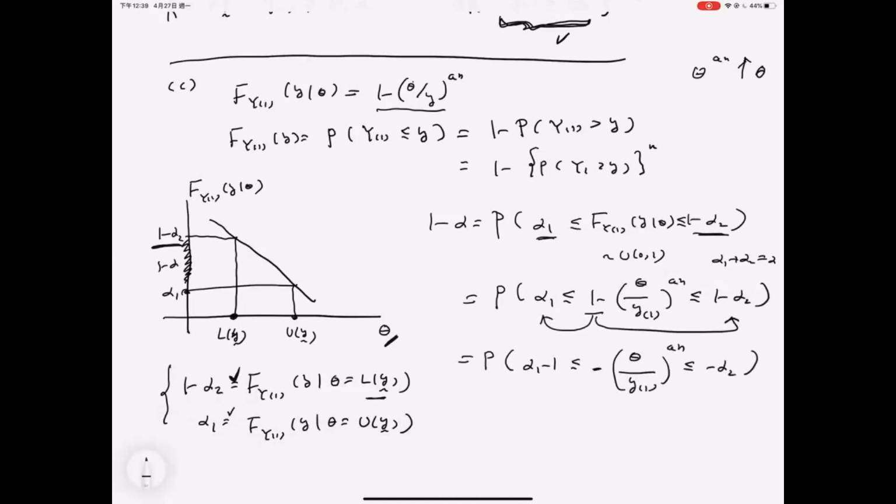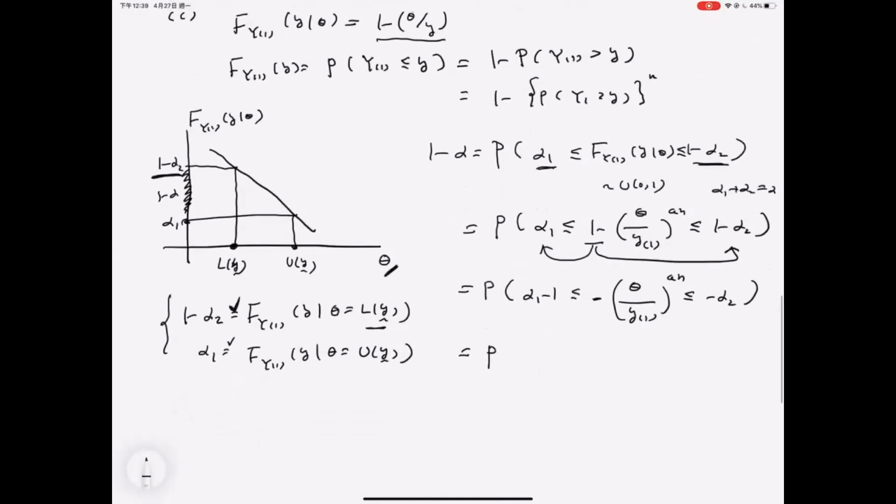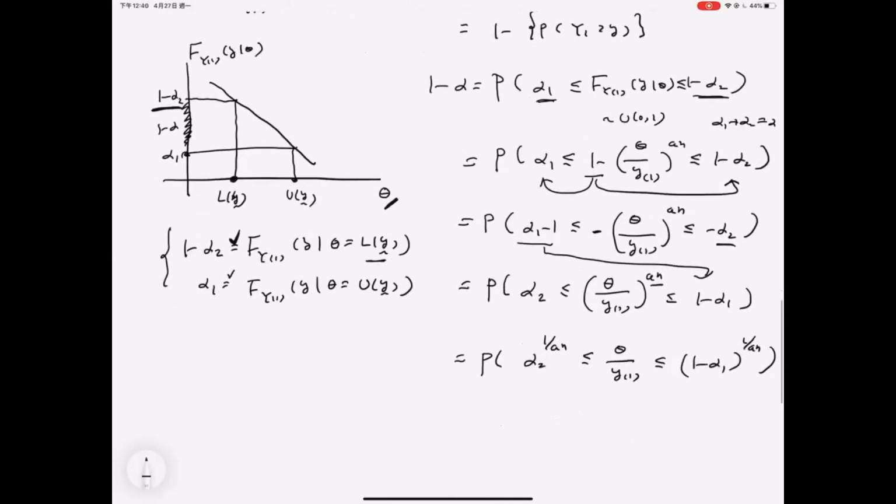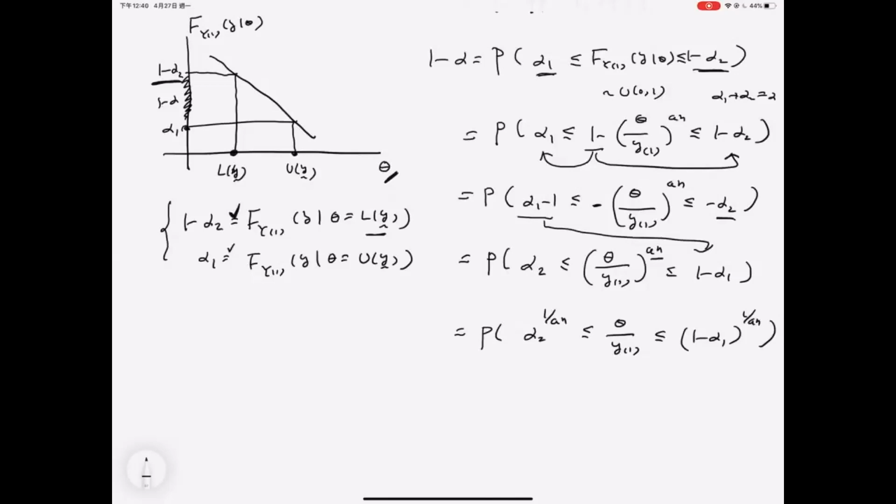Then you do a minus term right here. You need to be careful. You put minus, so upper bound becomes lower bound. Then theta over Y1, then an as well. Then upper bound becomes lower bound, 1 minus alpha 1. And then you take that to the power of 1 over an right here. So alpha 2 to the 1 over an is smaller than theta over Y1, which is smaller than 1 minus alpha 1 to the 1 over an. Just taking the power of an on both ends. Again, an is positive, so when you take that power on both ends, your inequality sign doesn't change. Just be careful handling this kind of case.